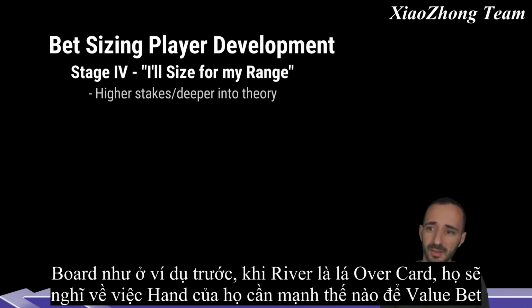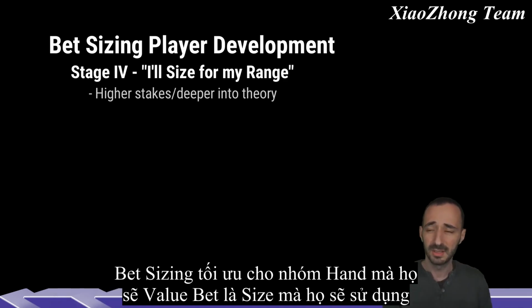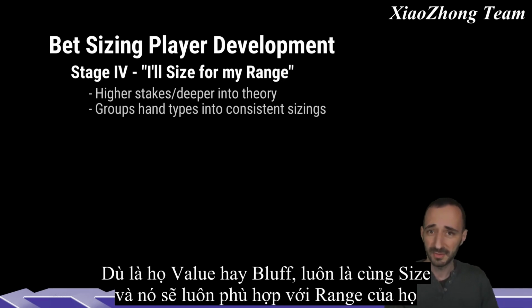So, board like before, when we reach the river and it comes an overcard, they might think, okay, how strong does my hand need to be to value bet? What's the optimal bet sizing for the group of hands that I'm value betting, and that's the size I'll use. Whether I'm value betting or bluffing, always the same size, and it's always going to fit my range.